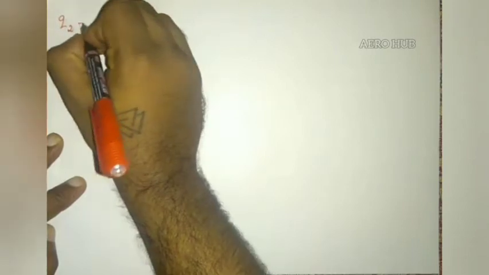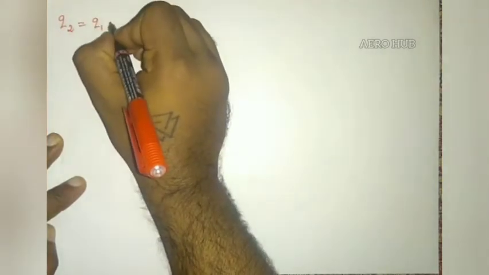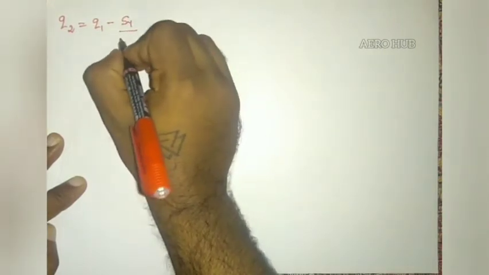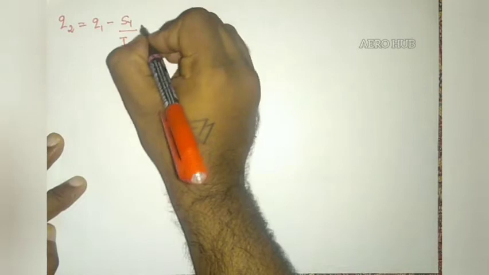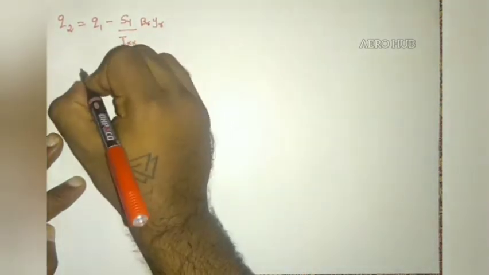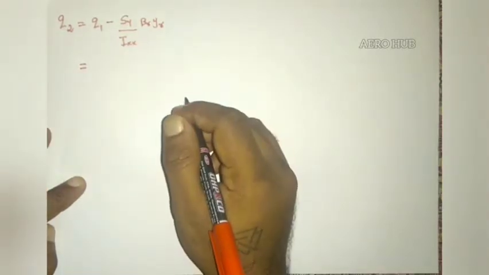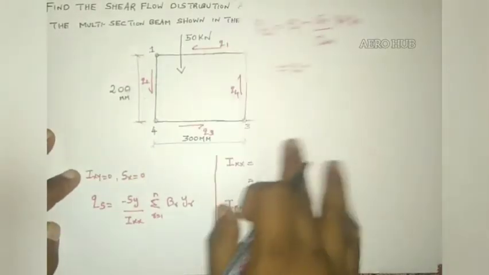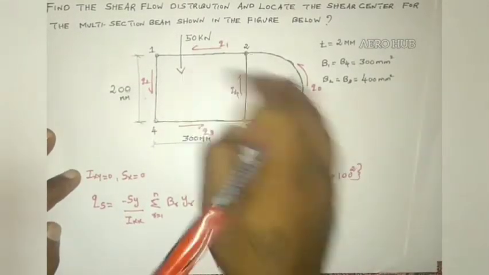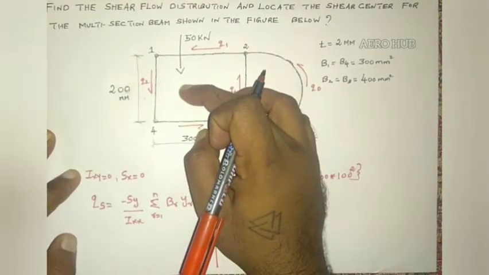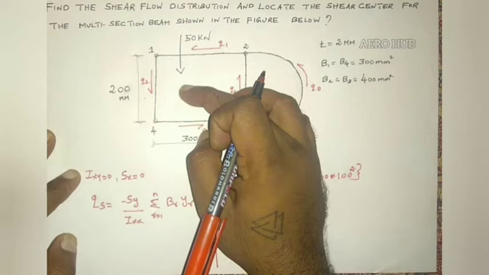Therefore, we will write Q2 is equal to Q1 minus Sy, because we have a minus term in the equation, Ixx into Br Yr. Okay, so Q1 we are not aware what is the value of Q1, so I can write Q1 minus. Okay, now Sy, we are applying the load in the negative y direction, therefore the value of Sy is minus 50 kilonewton.